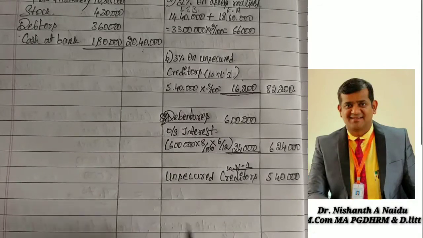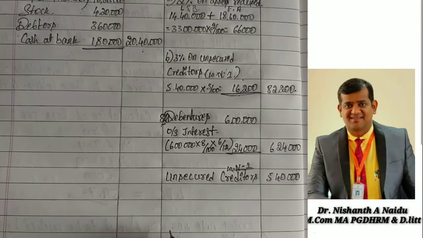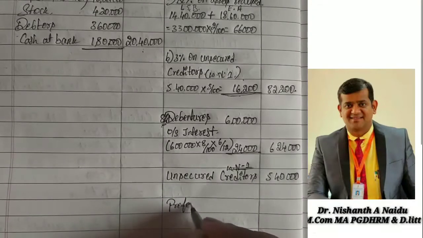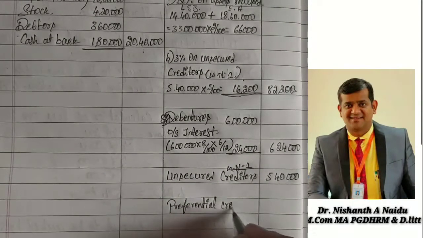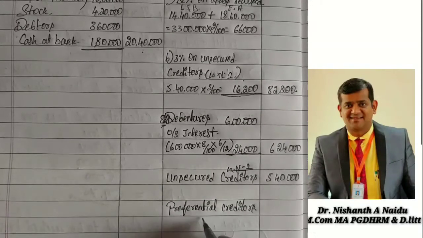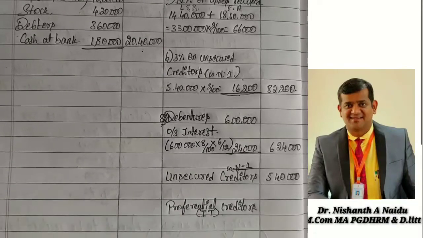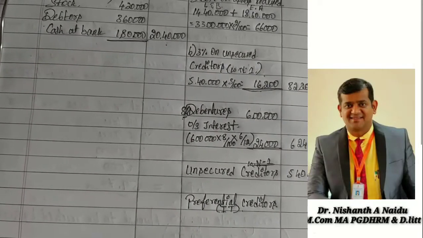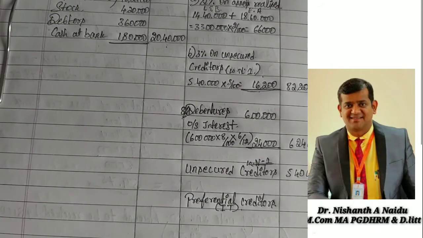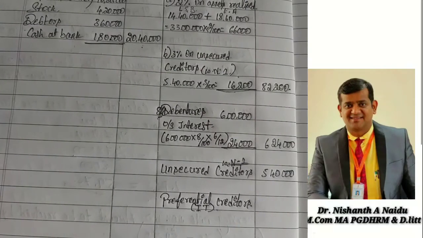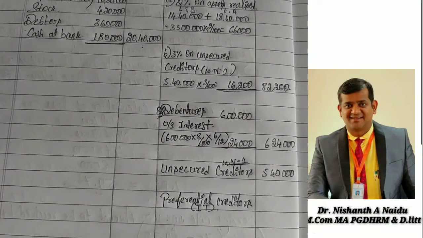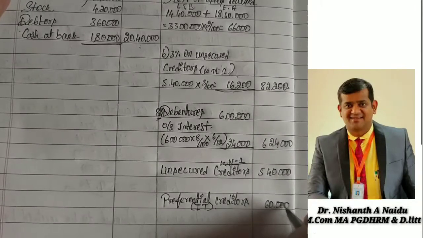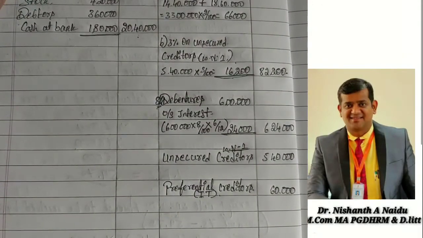After unsecured creditors, we have to settle preferential creditors. As I said, who are called preferential creditors? Any tax in the problem is to be treated as preferential creditors. Look at the liability side of the balance sheet: income tax, rupees 60,000. So let us settle that 60,000. I have settled preferential creditors also, that is income tax.